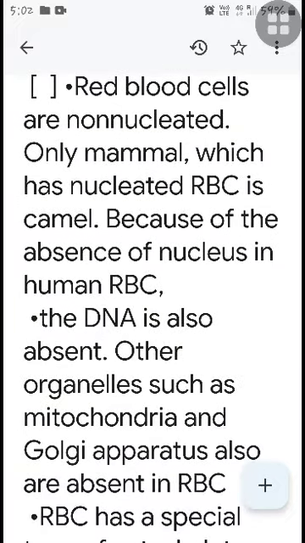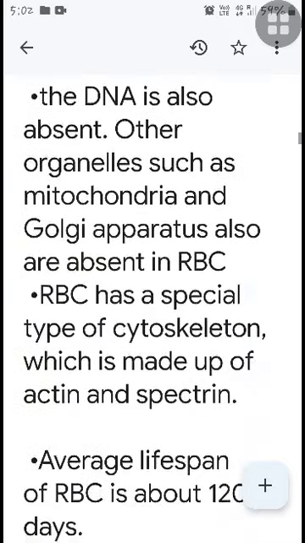Red blood cells are non-nucleate. The only mammal which has nucleated RBC is the camel. Because of the absence of nucleus in human RBC, the DNA is also absent. Other organelles such as mitochondria and Golgi apparatus also are absent in RBC.